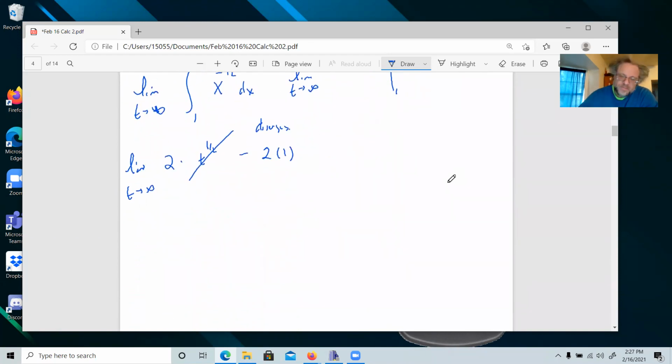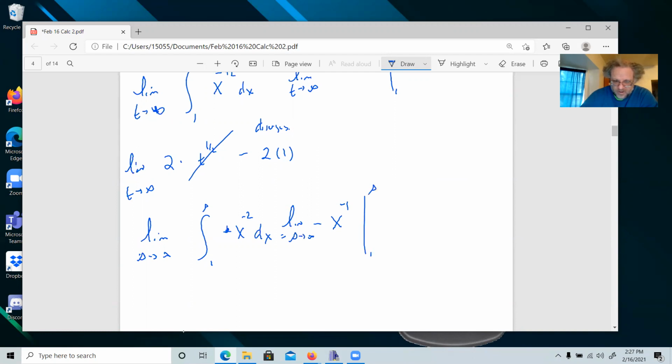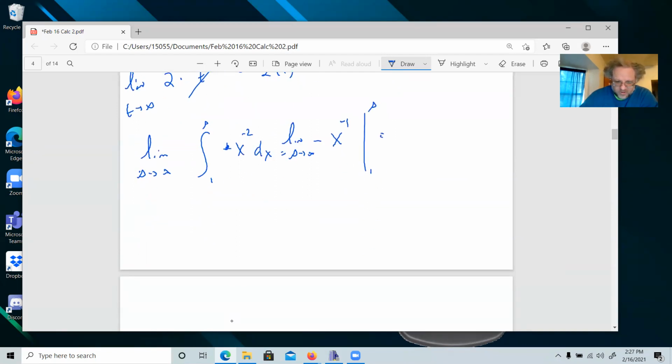Okay, so we have the limit. How about we do s goes to infinity of the integral from 1 to s, where we have x to the negative 2. Let's go ahead and do that. So that's going to be negative x to the negative 1, limit s goes to infinity from 1 to s. But since I have a negative sign in here, we're going to go ahead and change that around. So that's going to be 1 over x from s to 1, limit as s goes to infinity.